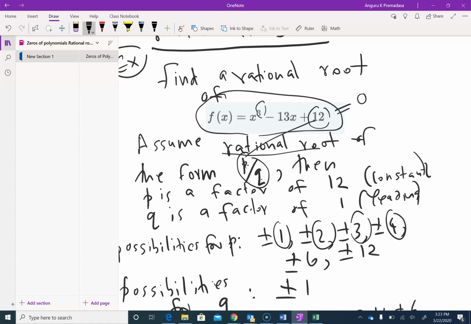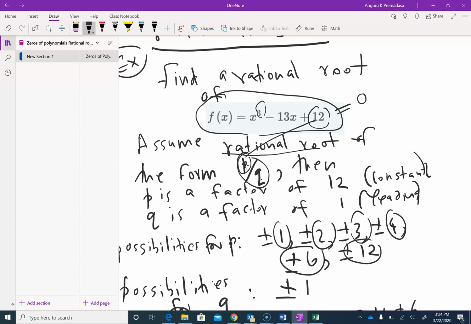So altogether, there are plus or minus 1, 2, 3, 4, and of course plus or minus 6 and plus or minus 12. They are all factors of 12, which means the top p can take any one of those values. But can it take, for example, the value 5? No, because 5 is not one of the factors. So the top cannot be 5, or it cannot be 7, but it can be one of these.